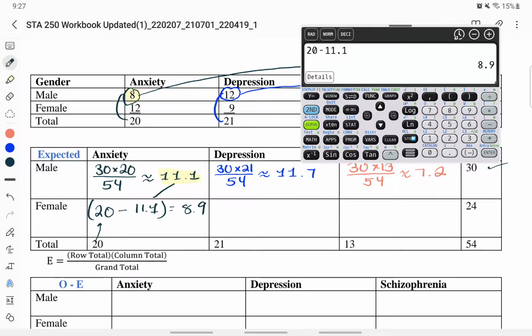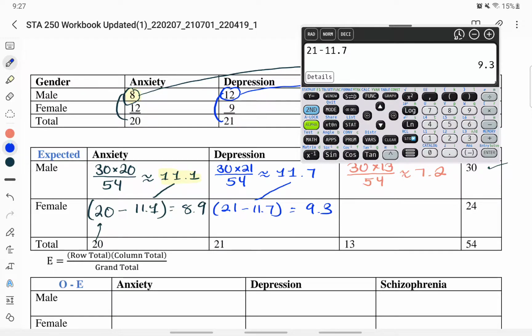You can do the same thing with female and depression. We have 21 people with depression. It is said that we expect 11.7 males to have depression. So when we subtract that, 21 minus 11.7, that is going to equal 9.3. And that is the expected frequency for a female with depression.